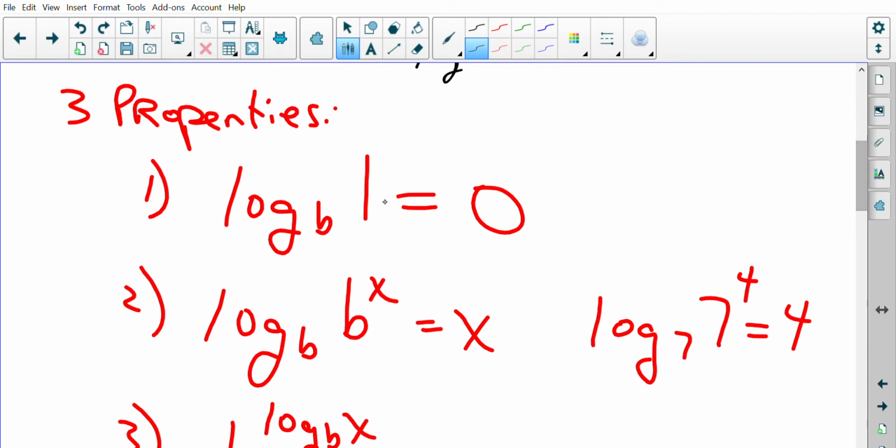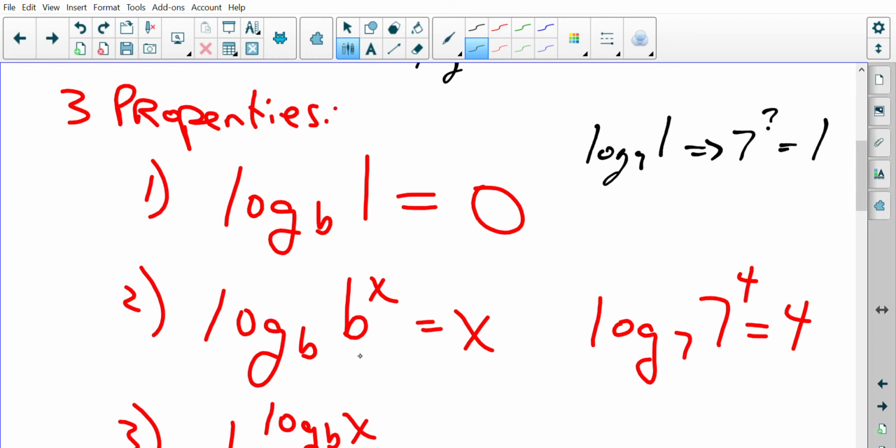The log of 1 to any base is always equal to 0. And again, if we understand the properties of logs, if I said the log of 1 to base 7, what I'm asking you is 7 raised to what power will give me 1? Well, based on our knowledge of exponents, we know that any base raised to the 0 always gives us 1. So that's how I know that the log of 1 to any base is always equal to 0.